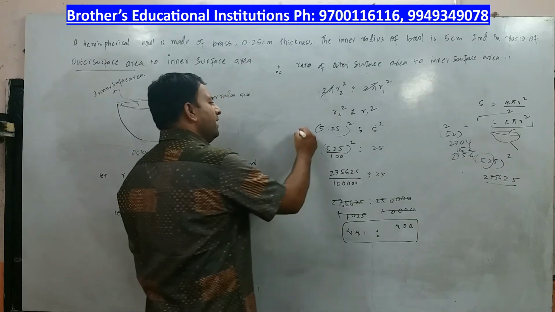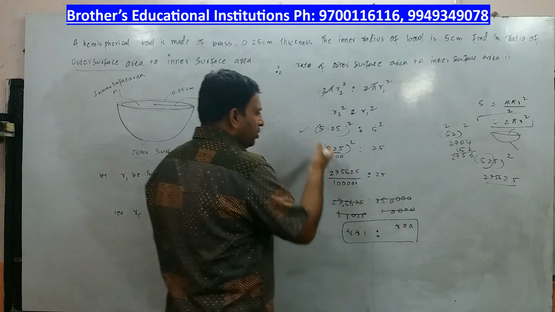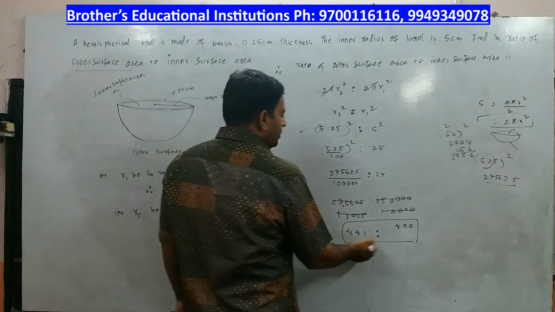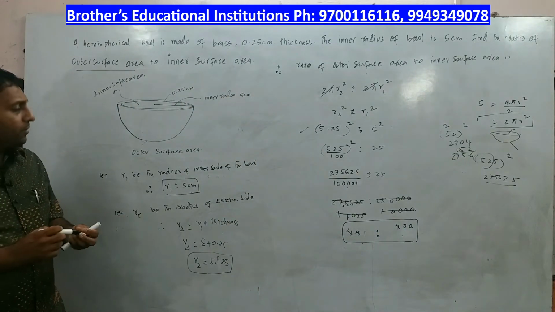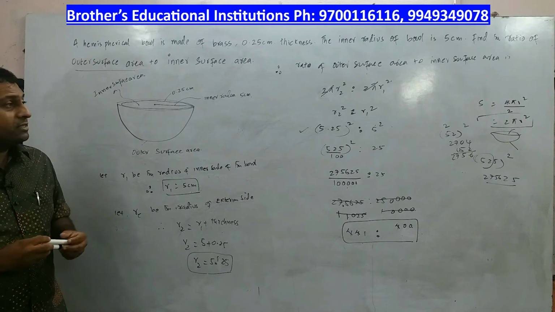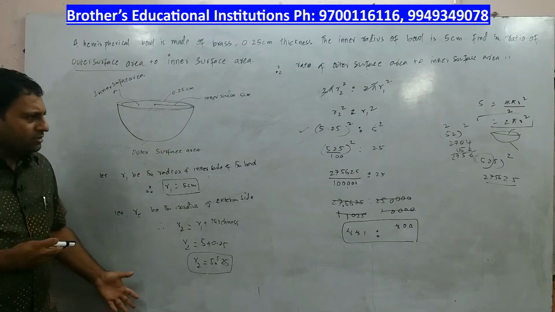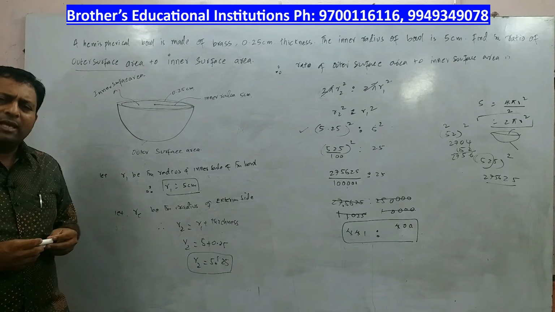Technically speaking, you can leave it here. In case you want to match your answer with the given textbook answer, it is 441 is to 400. So I want you to go through the problem, draw the figure properly and try to understand and resolve it properly. You can pause the video and copy. Meanwhile, we'll go for the next equation.